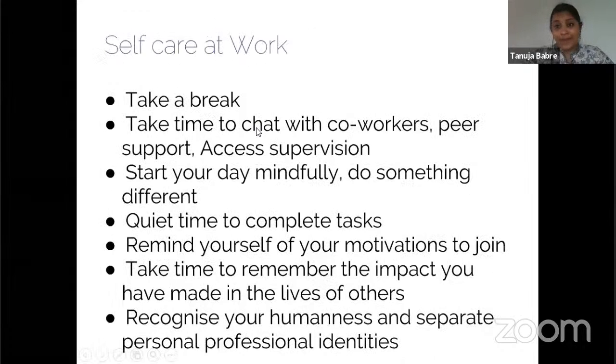At work, what can be done? Taking smaller breaks, talk to your coworkers, talk to your colleagues, access supervision, and have conversations with them which are absolutely not related to your work or patient care. Whatever is happening in your life, or whatever you found interesting today. It's really important to build these connections for you to be able to have things in your life that feel as a source of hope and as a source of calmness.